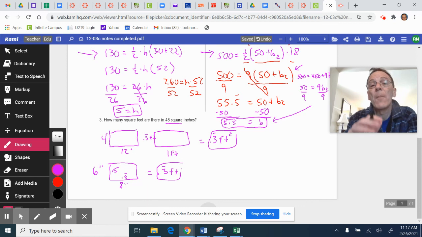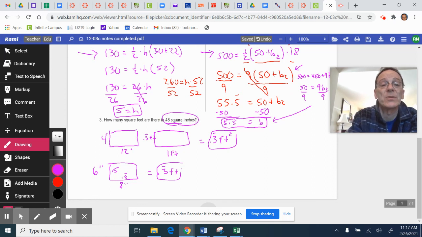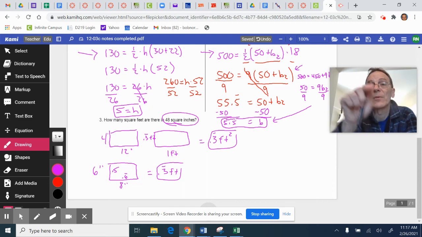So there's one method or approach for doing the problem. Invent a rectangle with the dimensions that you need to come up with 48 square inches. Convert those linear dimensions, those length dimensions, from inches to feet, and then calculate the square footage.